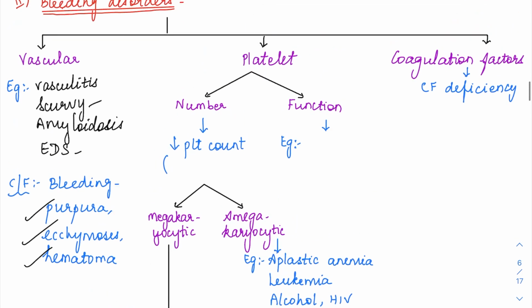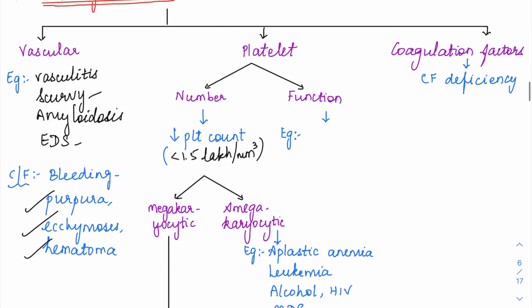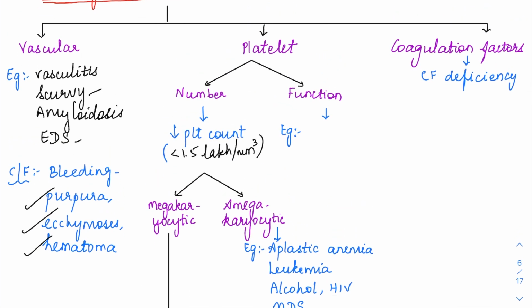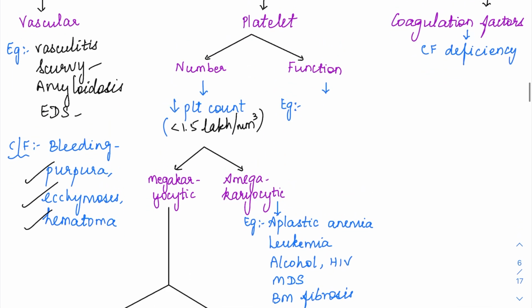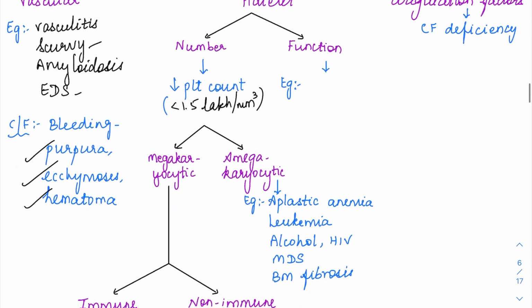Then coming to platelet disorders. Platelet disorders could be related either to the platelet number or the platelet function. Whenever the platelet number goes down, that is thrombocytopenia, and it is going to cause a bleeding disorder. The normal count is above 1.5 lakh; below that, it is going to cause a platelet bleeding disorder. If function is defective, it is also going to cause bleeding. So first let's see the platelet number, the thrombocytopenic disorders.